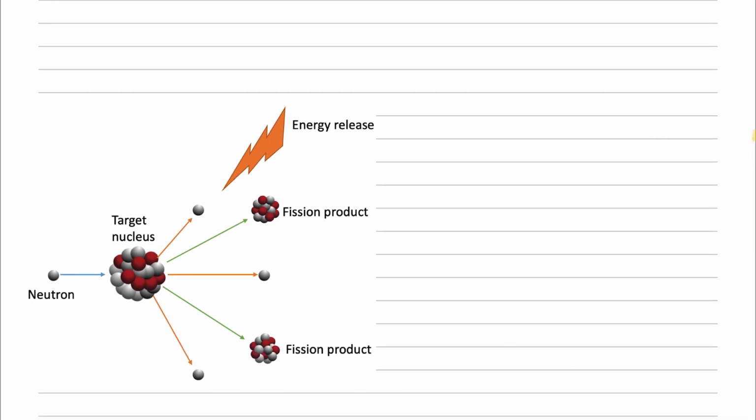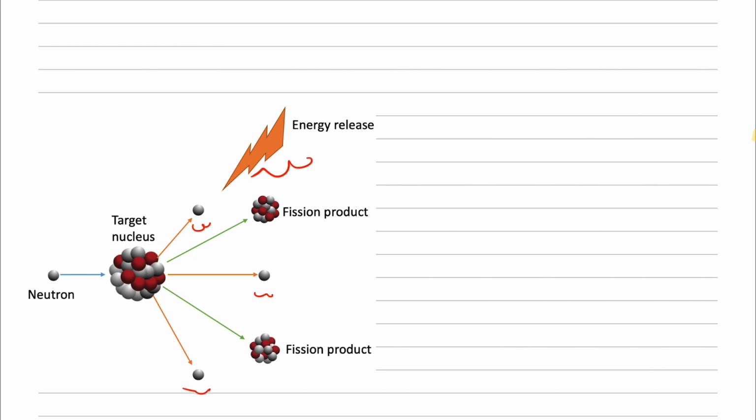Okay, if we bombard or shoot one neutron to this target nucleus, the byproduct will be two fission products which are lighter and more stable. Huge amount of energy is released, but three neutrons also are the other byproducts of this reaction.